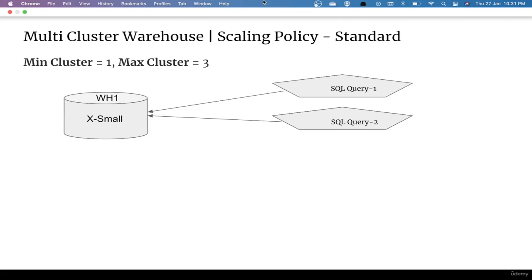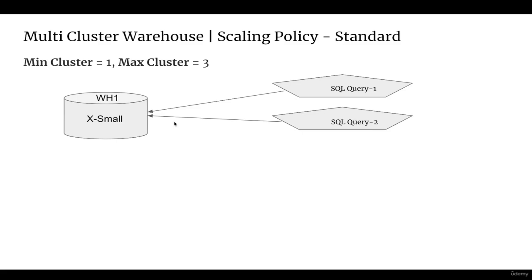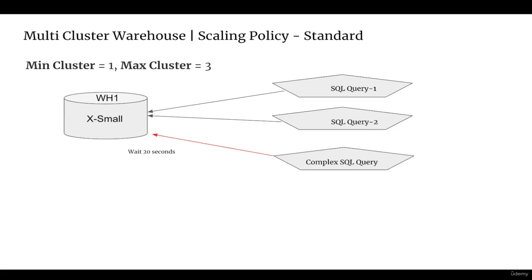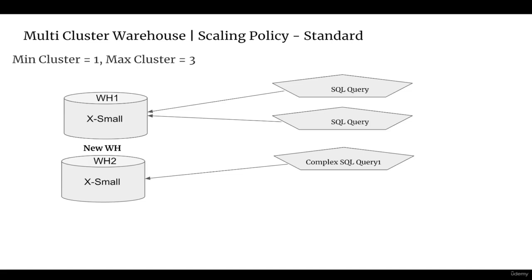Let's say you create a multi-cluster warehouse with minimum cluster 1 and maximum cluster 3, and your scaling policy is standard, right? And let's say you choose extra small. So picture this scenario. You have 2 queries running on this warehouse. Now everything is fine. You just have 1 cluster up and running, all right? Now next, you submit or write a complex SQL query. Now what happens here? Snowflake, or the system, is going to wait for 20 seconds. It'll see if the first 2 queries have finished execution. If they haven't finished execution, this is what happens.